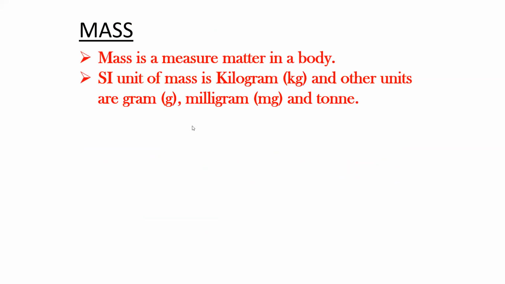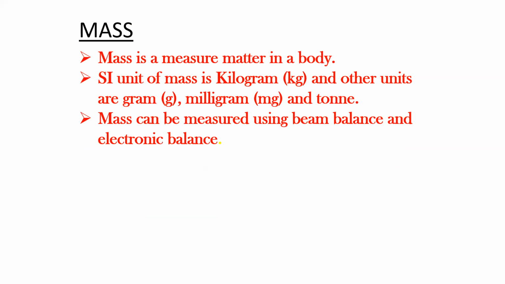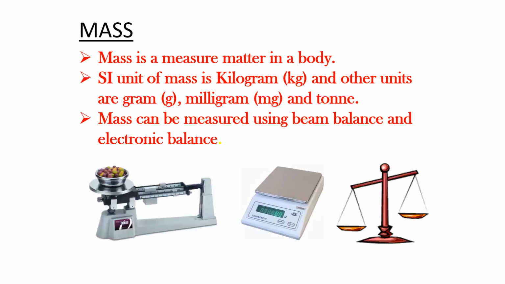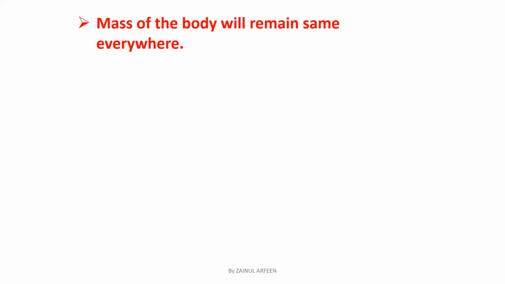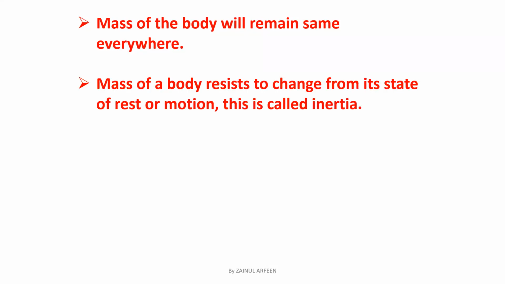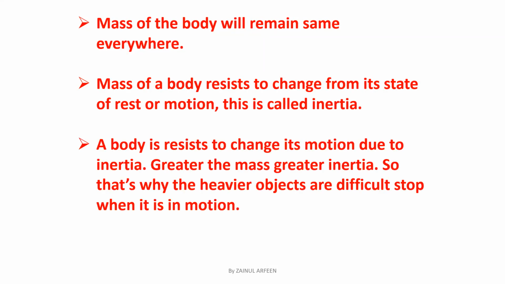The SI unit of mass is kilogram, and it can be measured by a beam balance or electronic balance. The mass of an object remains the same as long as the number of particles is the same. If the number of particles changes, the mass will change. And heavy objects have greater inertia as compared to lighter objects.